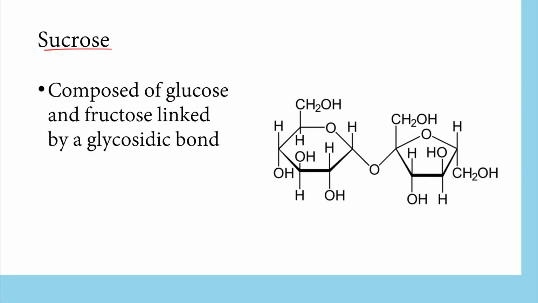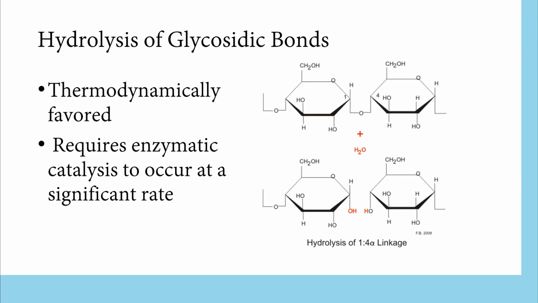Now let's talk about sucrose. Sucrose is composed of glucose and fructose linked together by a glycosidic bond. And to the right here you see an example of a sucrose, and you can see the glycosidic bond right here.